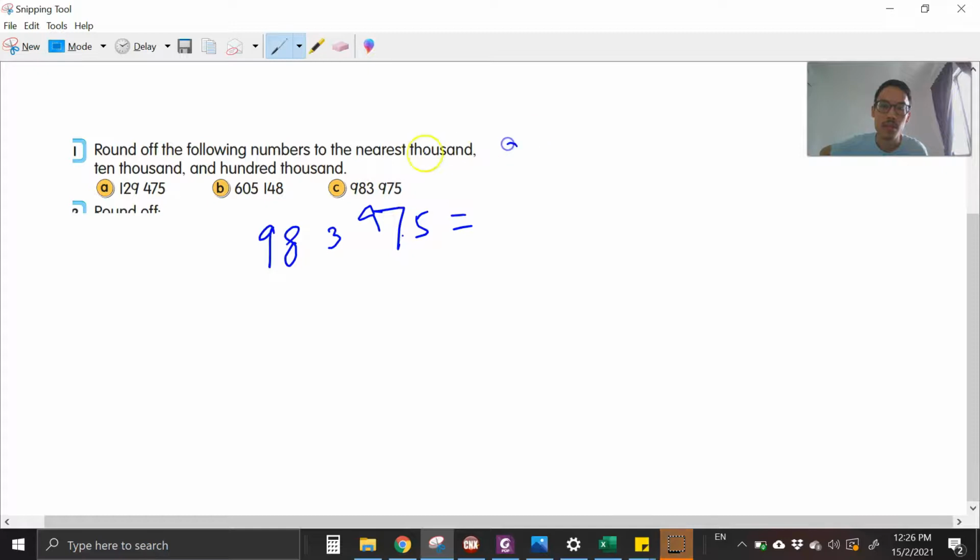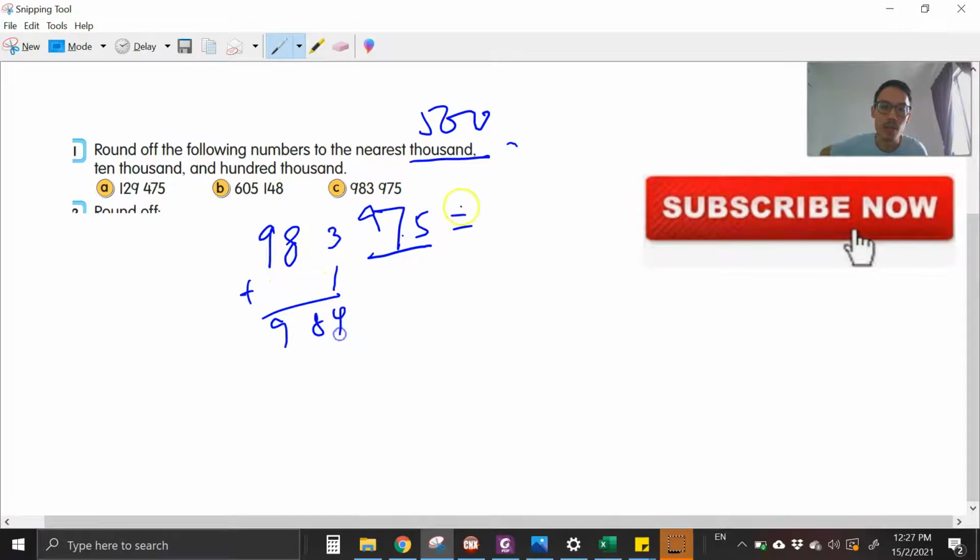Okay, the first one is nearest 1,000. So you divide it by 2, you get 500. So you compare with the last 3 digits. Now this one is bigger. Can you see that? So you plus 1. You get 984. And then the last 3 digits change to zeros. Okay, this is the nearest thousands.